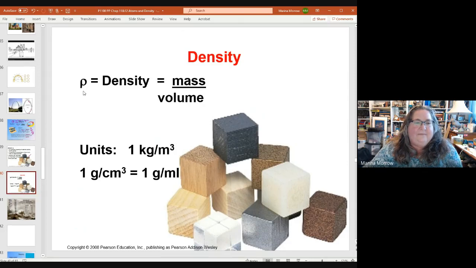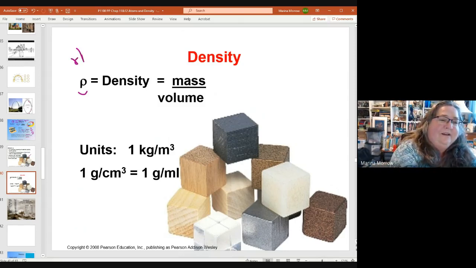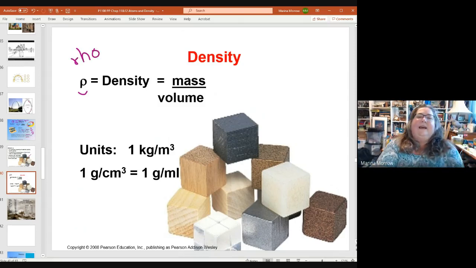Okay, so now we need a symbol for density. We can't use D because we've already used that for distance. So they use this Greek letter rho, which does in fact look like a kind of upside down D, right? So rho is the letter for density.